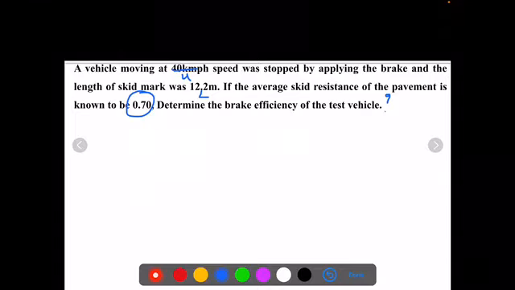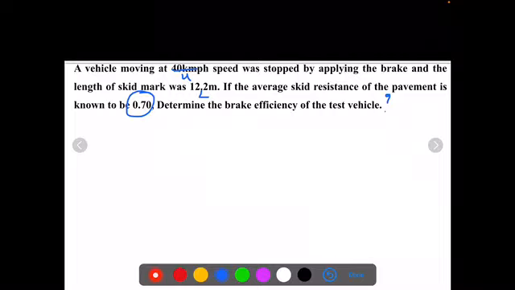So now for you, they have given the speed and skid marks. What is the skid mark that is formed? The skid marks measured were given, and also the friction value is given. So the average skid resistance of the pavement is known to be 0.7. Determine the braking efficiency of the test vehicle.